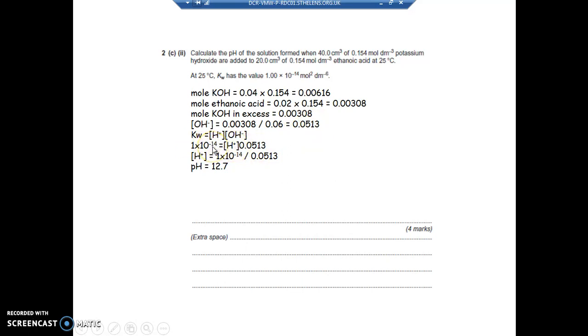So 1 times 10 to the minus 14 divided by 0.0513 gives you the H plus concentration, and then if you take minus log to the base 10 of that, you'll get a value of 12.7. That seems to be correct, because KOH, potassium hydroxide, is a strong base, and that's in excess, so it's going to be at the higher end of the pH scale.